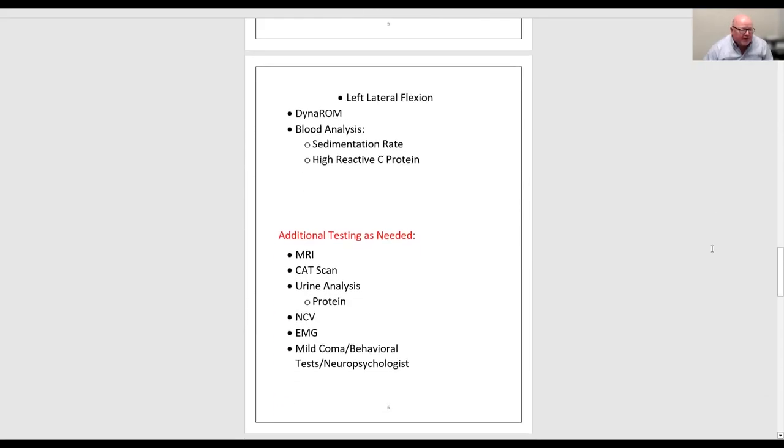Then, of course, from there we go to the dynaram. That's a real important objective category to add to your documentation. And the blood analysis.